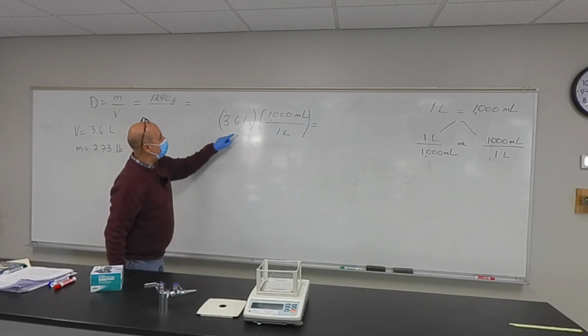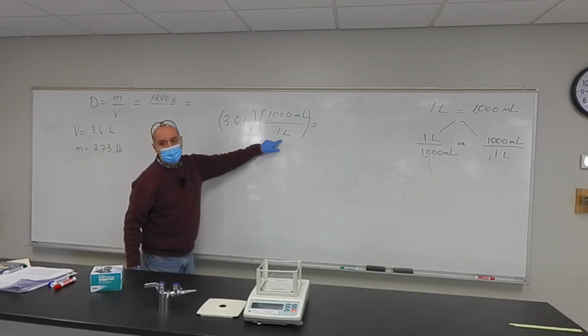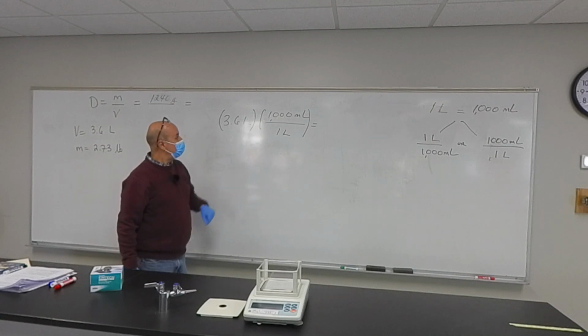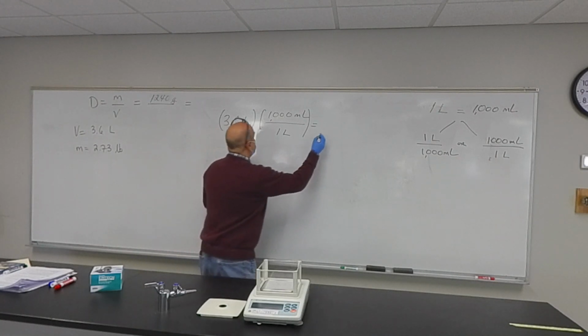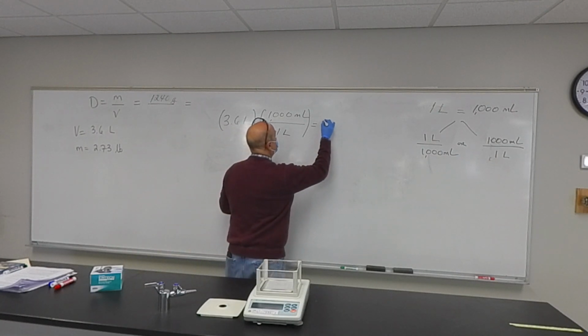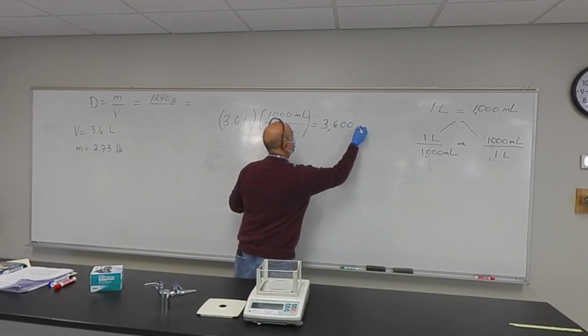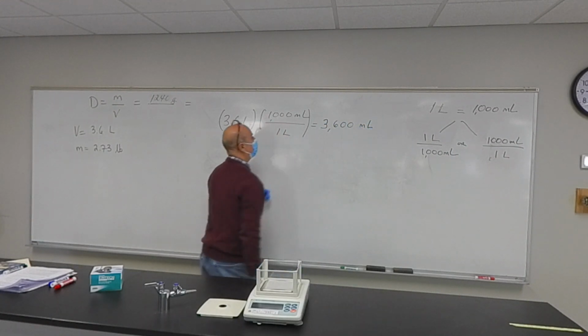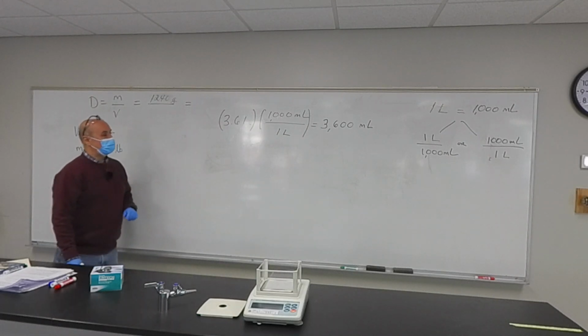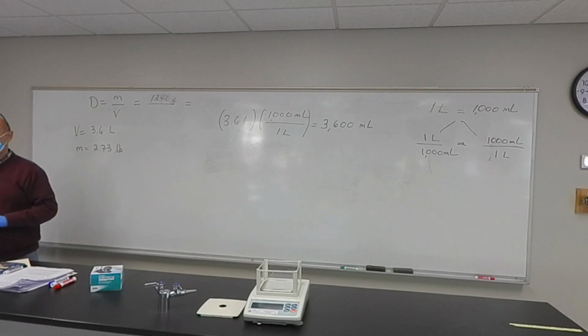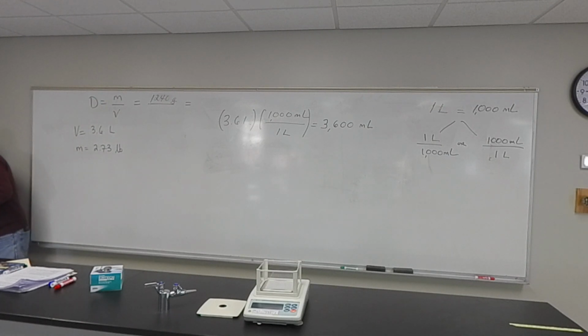And if I carry out this operation, liters and liters cancel because they are on top and bottom. And I end up with, this one I can do in my head, believe it or not. I hope I did. 3,600 milliliters is the answer. Always do it on your calculator to make sure.